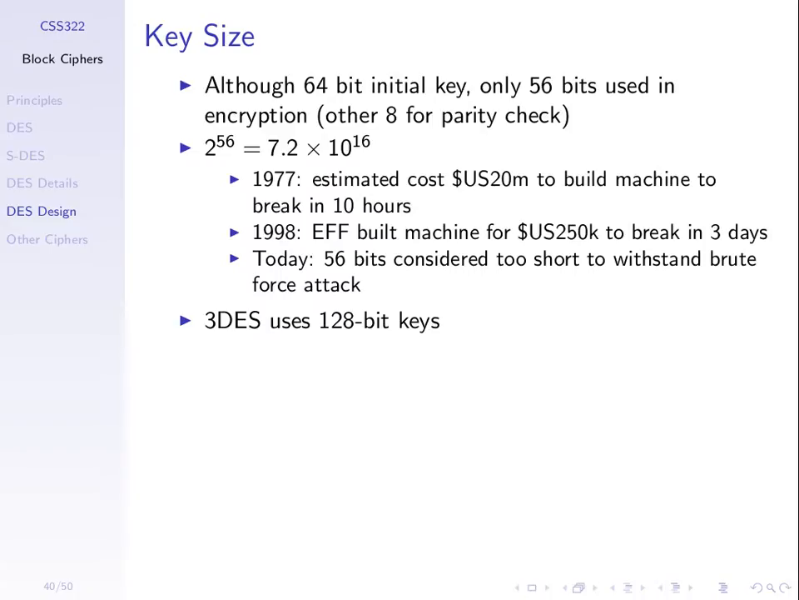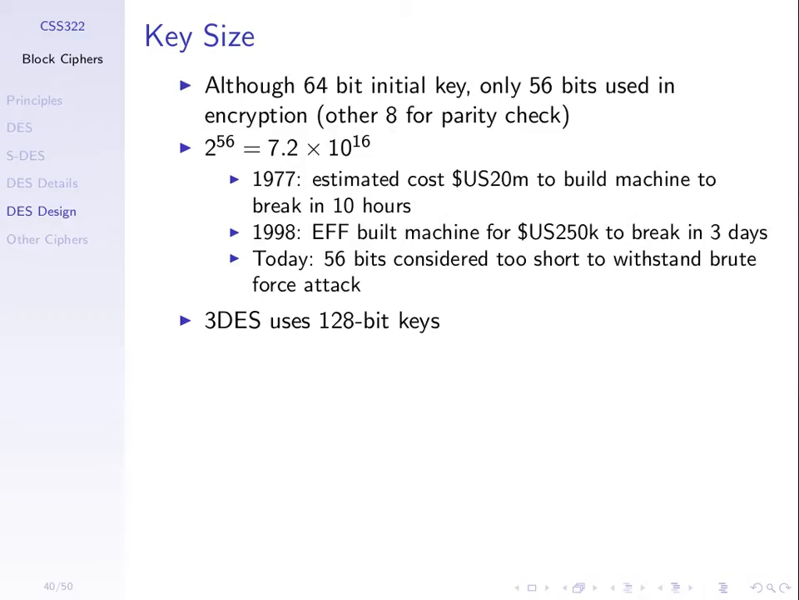What else about DES? The key size is not good. The 64-bit initial key in DES is actually split into 2 parts: 8 bits used for a parity check, but not used in the encryption. So only 56 bits are used in the encryption, so an attacker really only needs to guess those 56 bits. Which means there are 2 to the power of 56 possible keys, or about 7 by 10 to the 16.